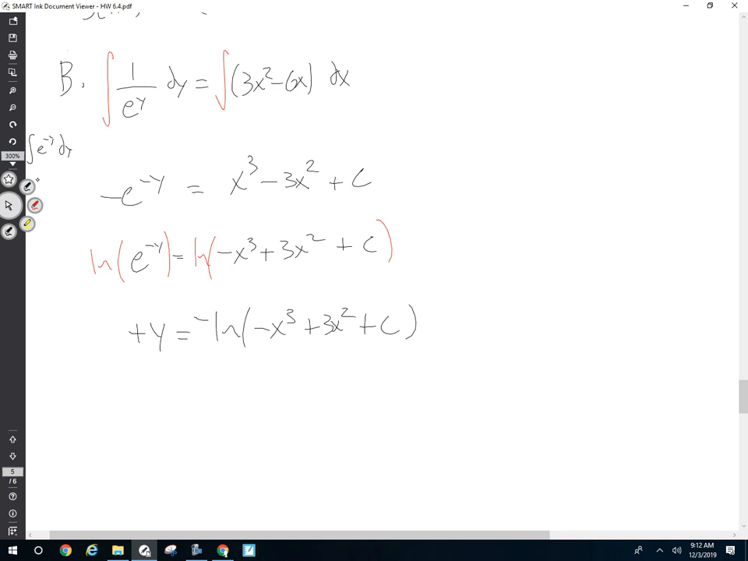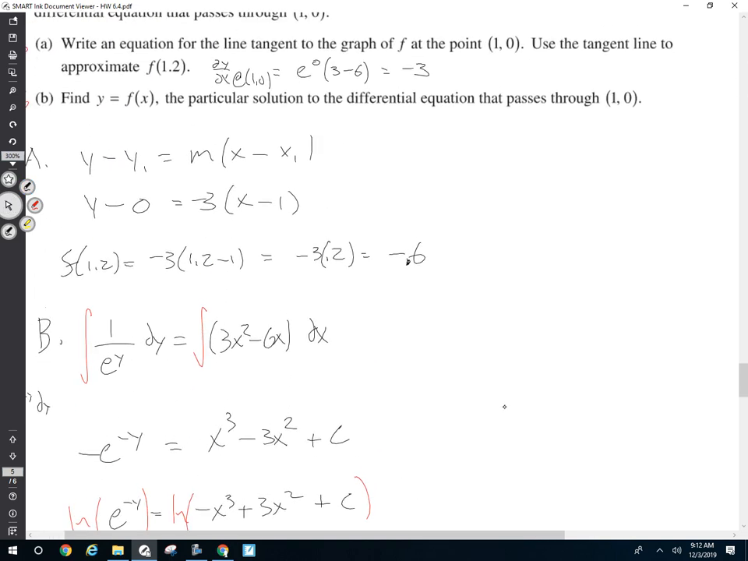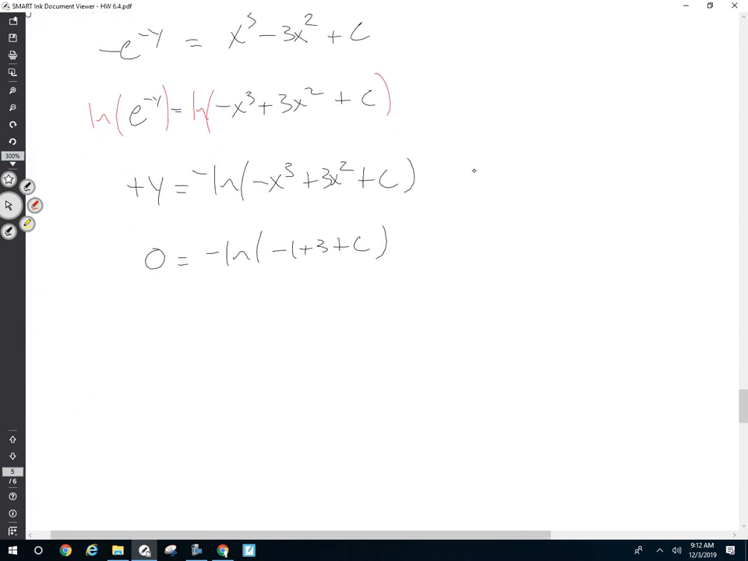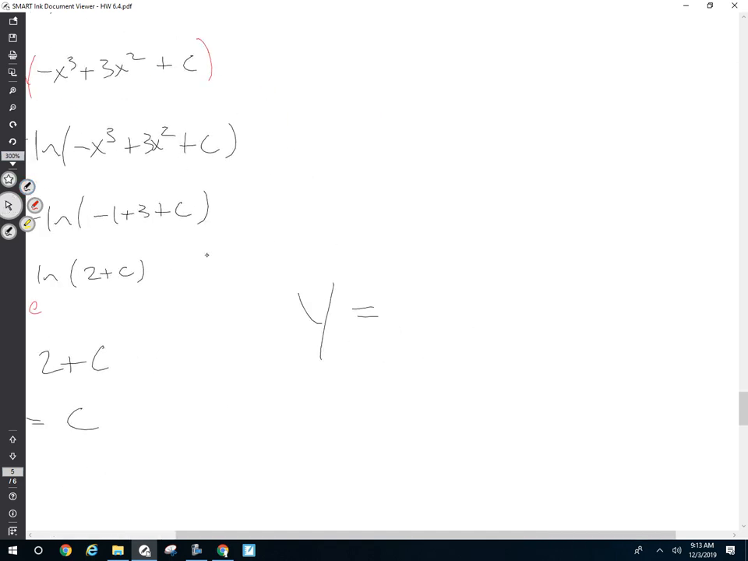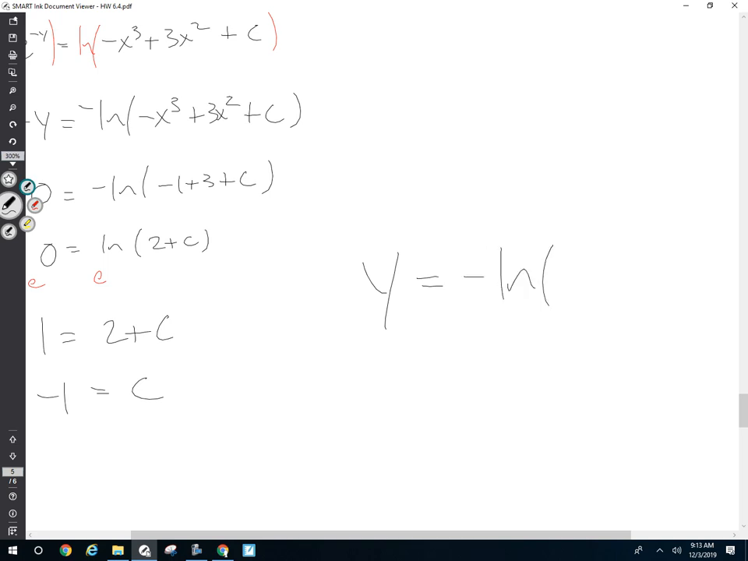I got the point 1, 0. When x is 1, y is 0. So 0 equals negative log of negative 1 plus 3 plus c. Okay. So I get 0. I don't have to worry about this negative. I can get rid of the negative because just divide by a negative, it's gone. I got 2 plus c. To solve for c, take e to the power of both sides. e to the 0 is 1. e to the log of stuff is just the stuff, gives me c is negative 1. Gives me my final equation, y equals negative log of negative x cubed plus 3x squared minus 1.